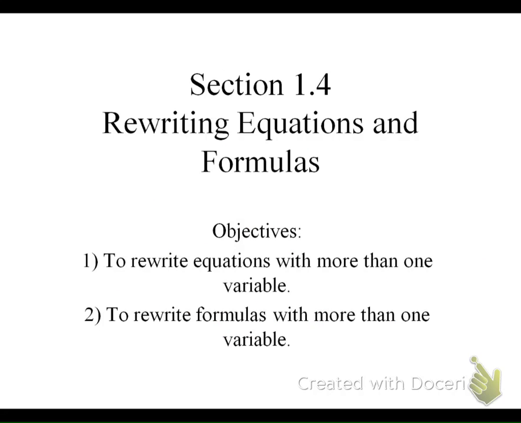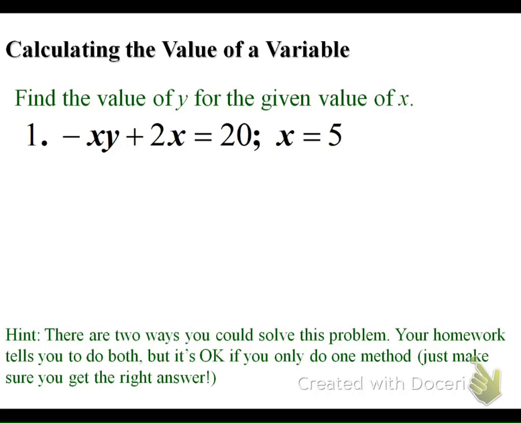Today we're doing section 1-4. It's all about rewriting equations and formulas. So on our first example, it says there's 2 ways you could solve this problem. Your homework tells you to do both ways, but I'm okay if you only choose one method. You could solve for y first and then plug the 5 in for x, or you could plug the 5 in for x and then solve for y.